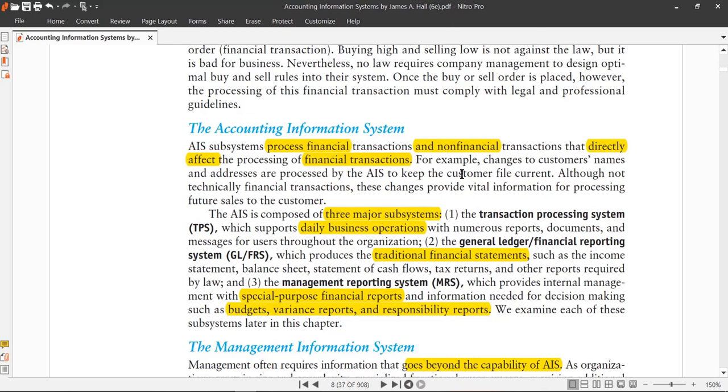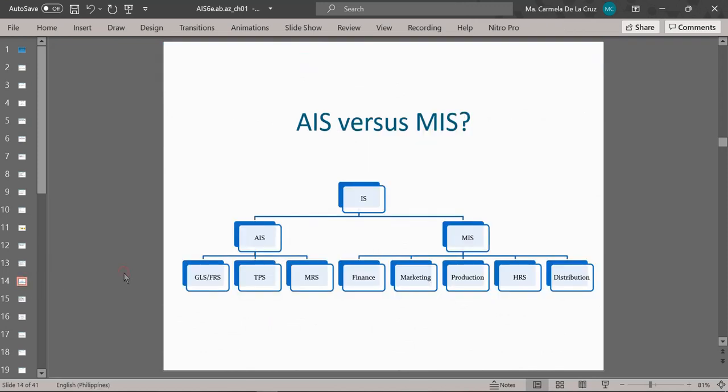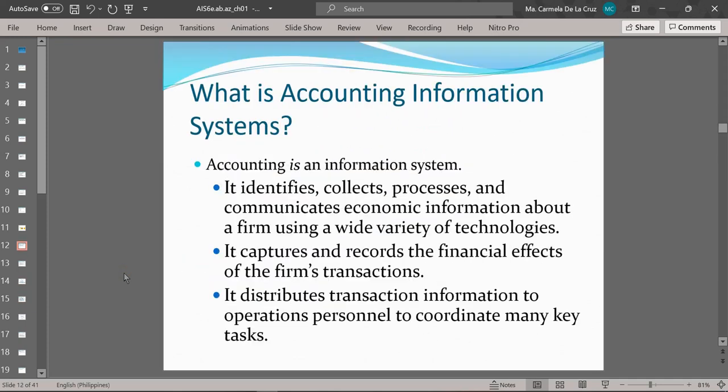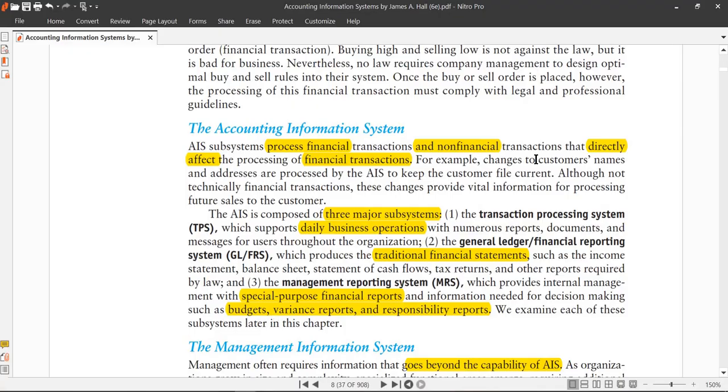Ang sabi dito, non-financial transactions that directly affect the processing of financial transactions. Example is changes to customer's name. Sa PowerPoint, ito ay addition of the newly approved vendors. Yan, pareho lang. Ito naman ay customer's name.